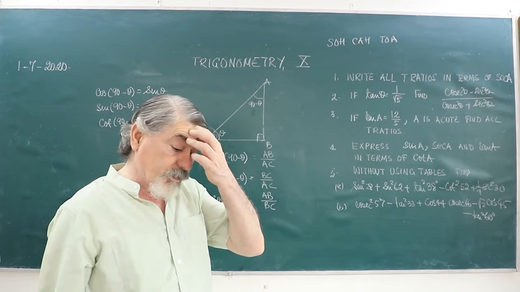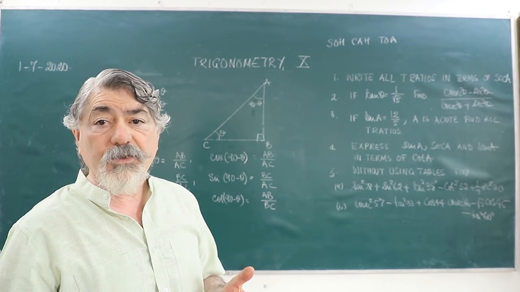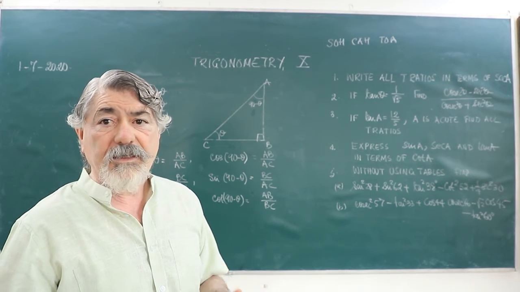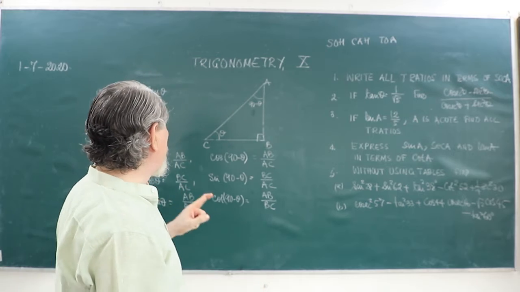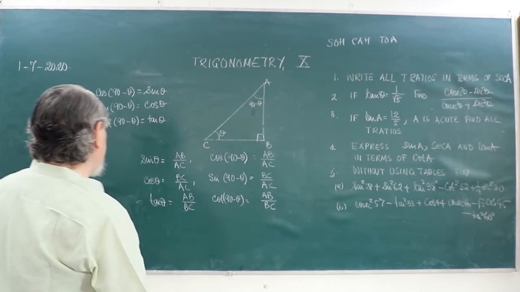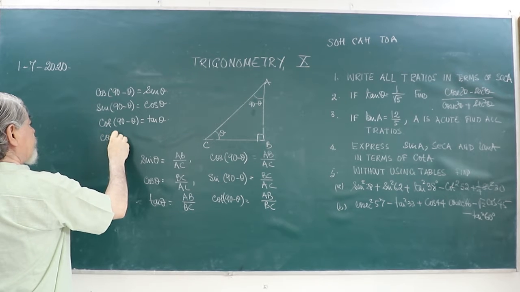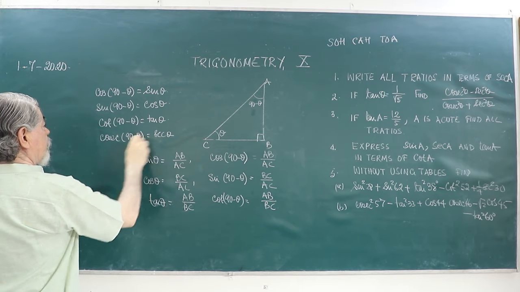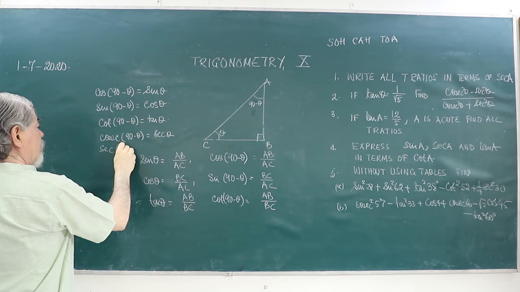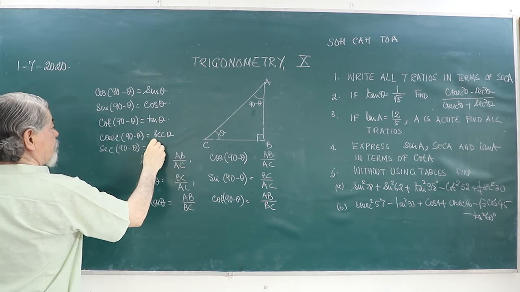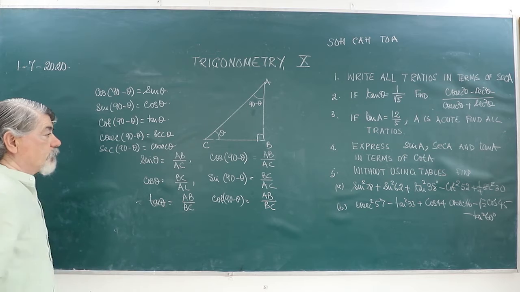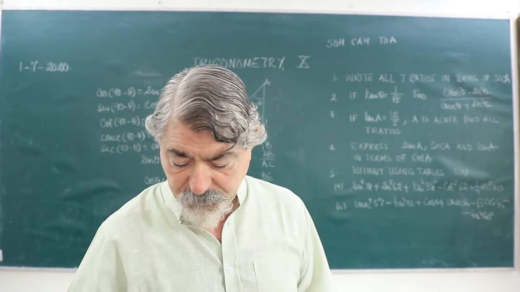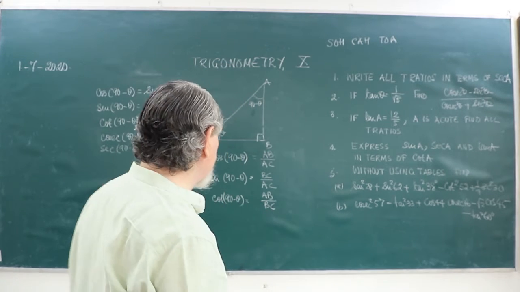Similarly, sec and cosec will be related. So sine turns to cos, tan into cot, cosec into sec. Like cosec 90 minus theta will be sec theta, or sec 90 minus theta will be cosec theta. So these were complementary angle ratios, which you had done in standard 9th probably, because it is not there in the 10th course now.